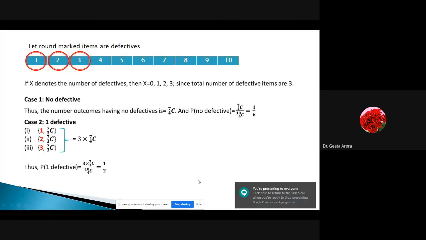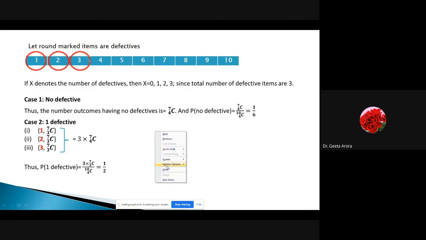Okay. What we are discussing is, we have a total of 10 and we are saying 3 are defective. So how many cases are there when no defectives are there? Only one thing is there: out of 10 we are selecting 4 and all are coming from the non-defective. So we have 7C4, no defective is there.